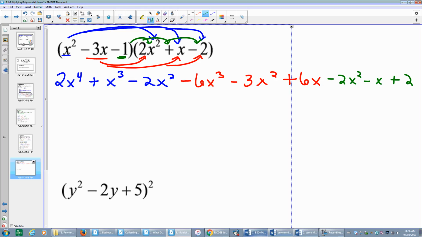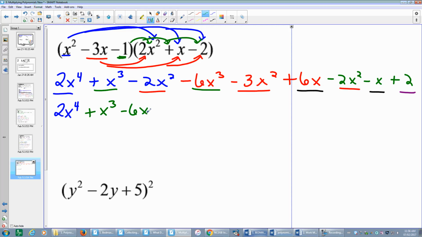Okay, so I have lots to work with here. So again, I'm going to start grouping them. I only have one x to the exponent 4 term. I can then find my cubes. I have 2 of them. I can then find my squares. I have 3 squares. I can then find my x's. I have 2. And then my final term there. So I'm going to rewrite this on my next line. 2x to the exponent 4 plus x cubed minus 6x cubed. And that's it for that one.